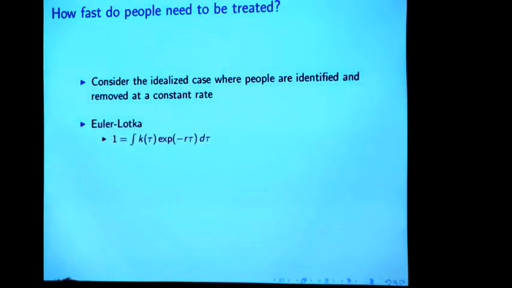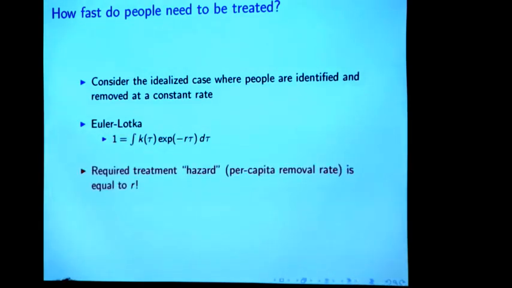And the answer is the Euler-Lotka equation. You ask yourself that question, and you write down the Euler-Lotka equation. You would have to get people out of the kernel at rate r so that it integrates to 1. You want to bring the number of new cases per case down to 1. So what you find in this idealized case is that your required treatment hazard is exactly equal to little r.